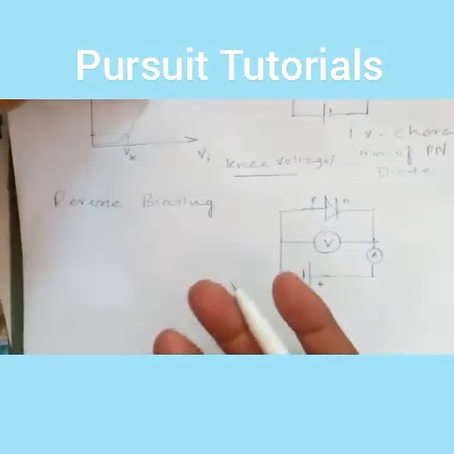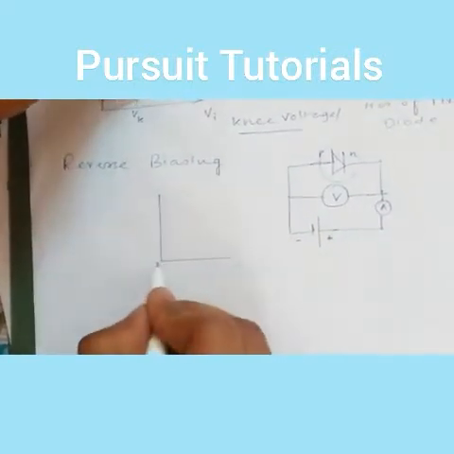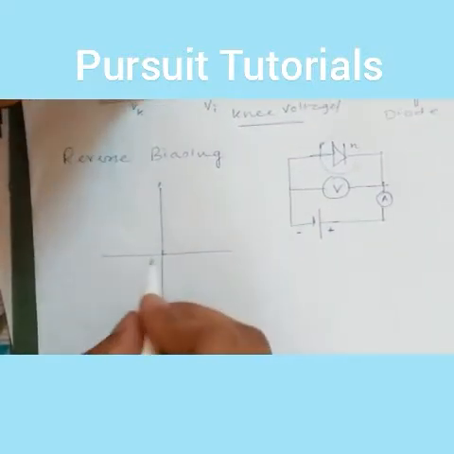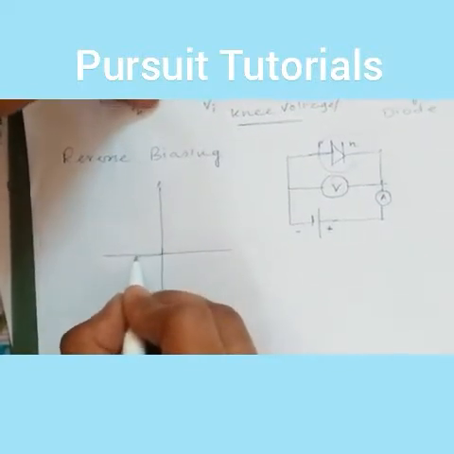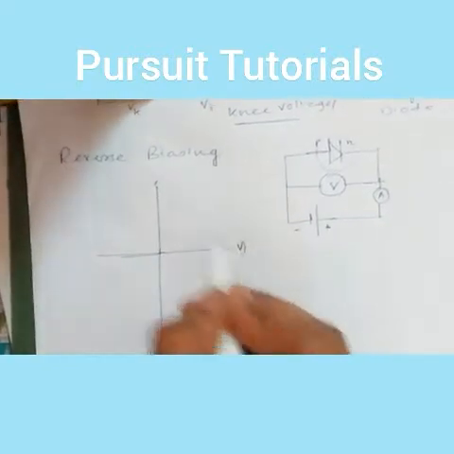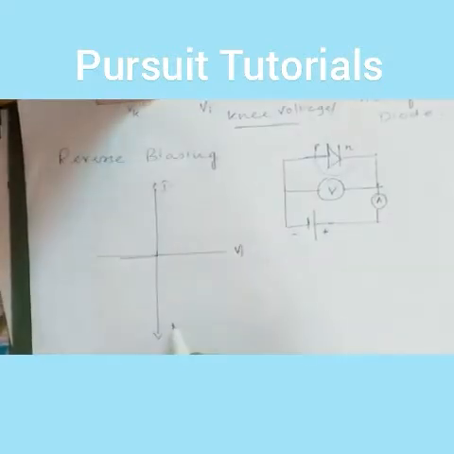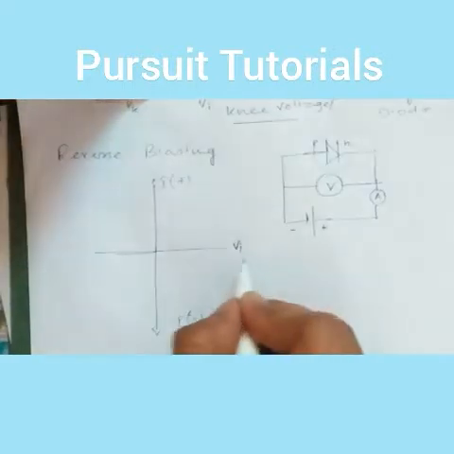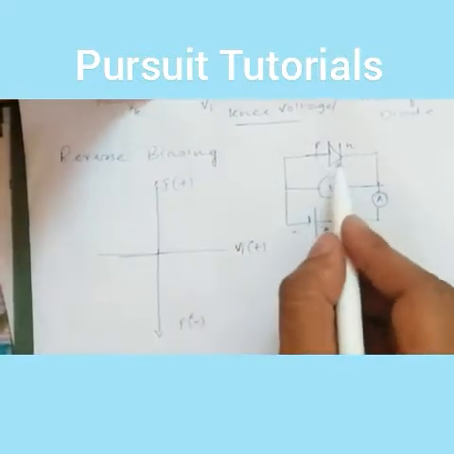So if we draw the graph, the graph would look like this. What I said first, there will be no current. But a certain value of V will reach. This is the VI curve, this is the voltage axis, and this is the current axis. This is positive I current, this is negative I current. This is I positive, this is V positive. So you are giving some kind of reverse voltage because this connection is in the reverse way.